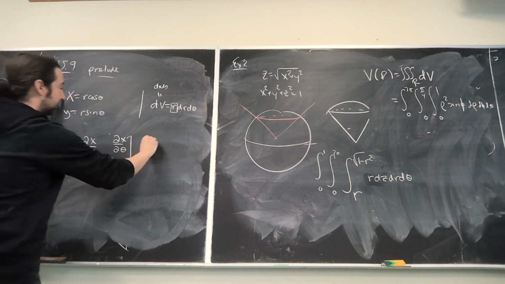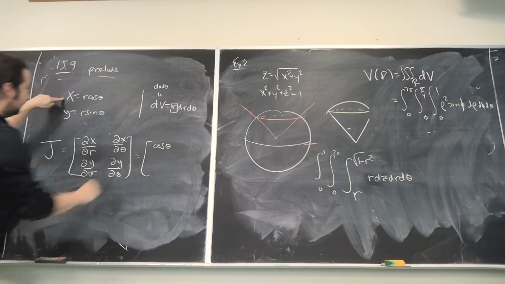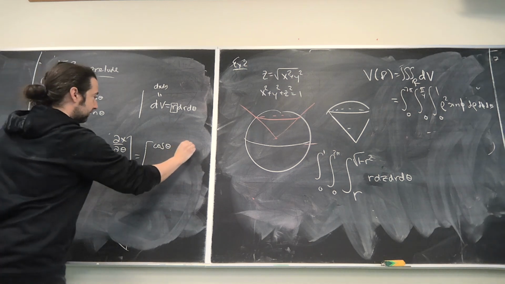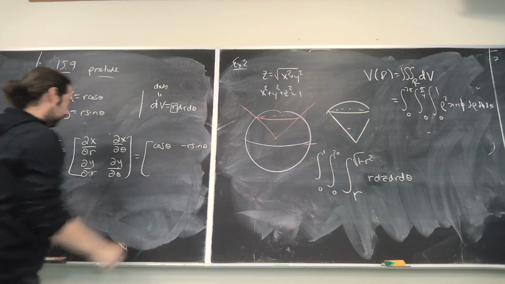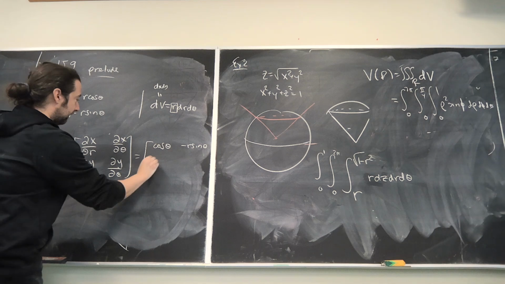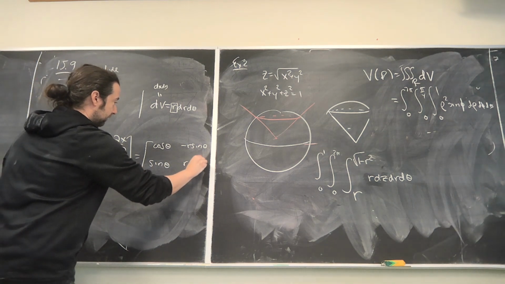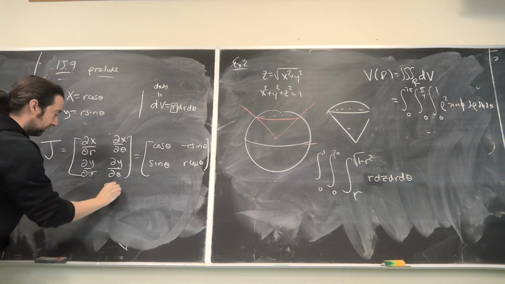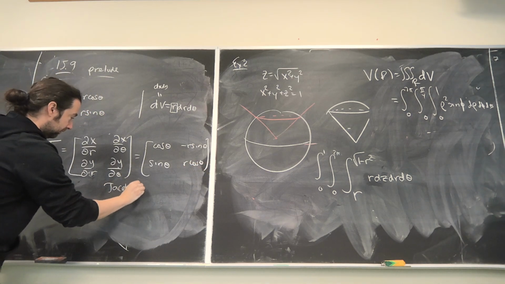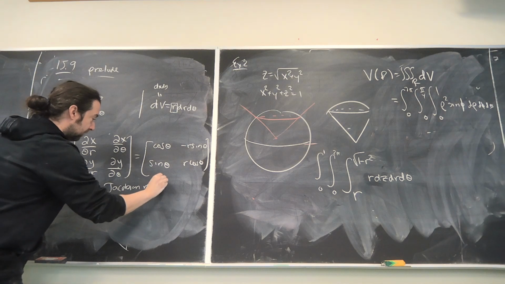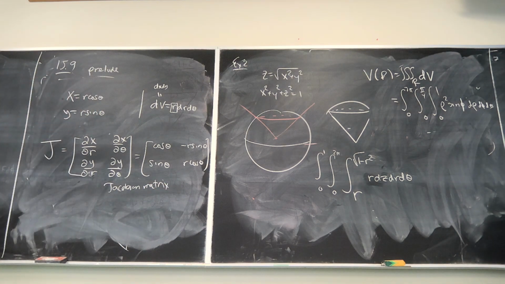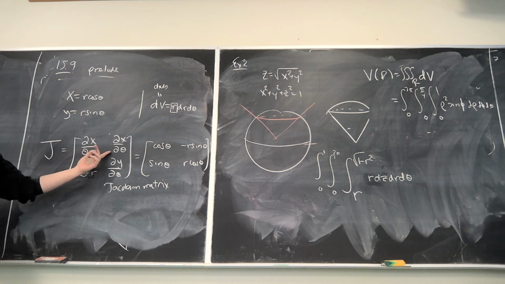dx/dr is cosine of theta. dx/d theta is minus r times the sine of theta. dy/dr is sine theta. dy/d theta is r cosine theta. This is called the Jacobian matrix, or the matrix of first derivatives. Now that's weird. So we basically fill the matrix up with derivatives.